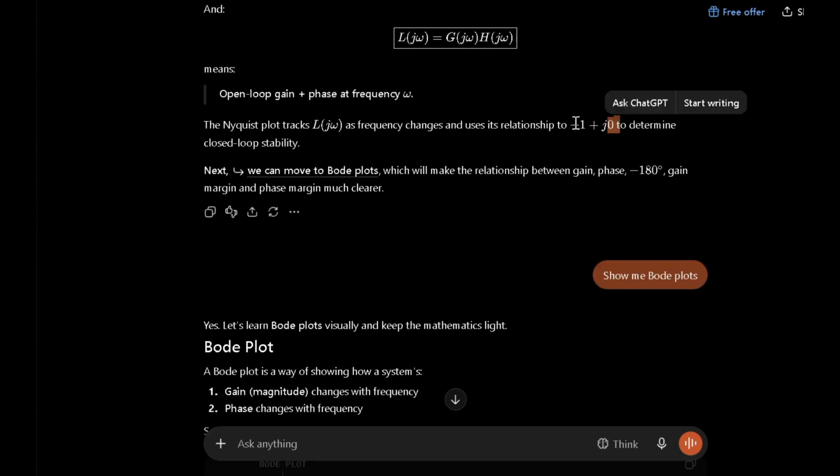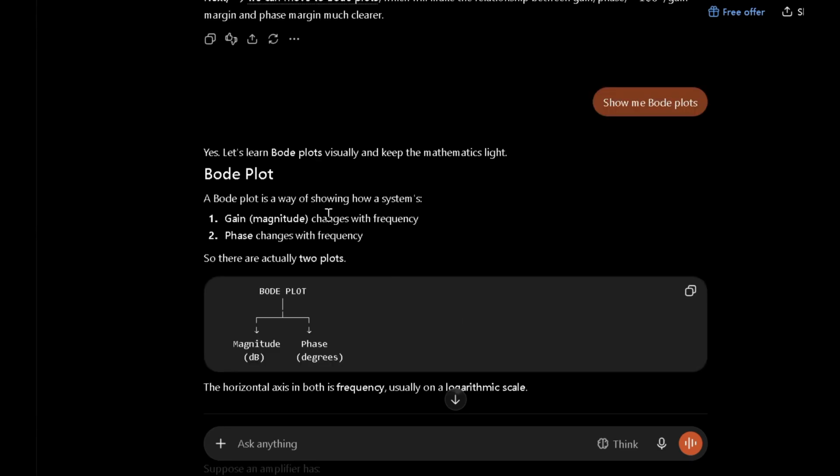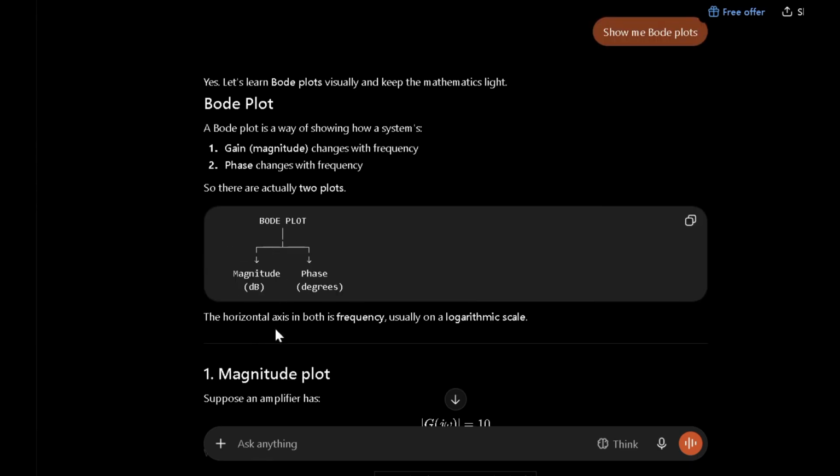A Bode plot is a way of showing how the system's magnitude changes with frequency and how the phase changes with frequency. The Bode plot has magnitude in dB and phase in degrees, and the horizontal axis in both is frequency, usually on a logarithmic scale.